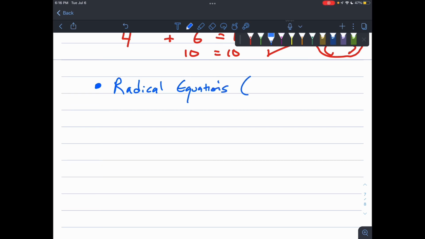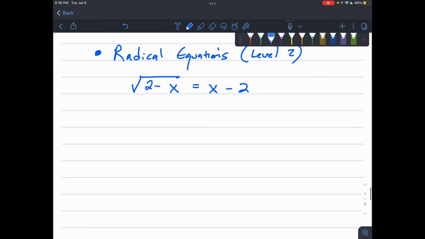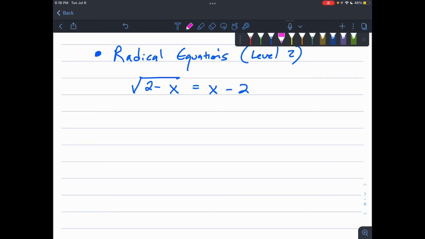Radical equations level 2. So square root of 2 minus x equals x minus 2. Just like the last one, we do want to get the radical by itself.